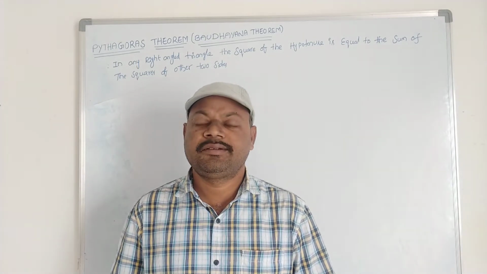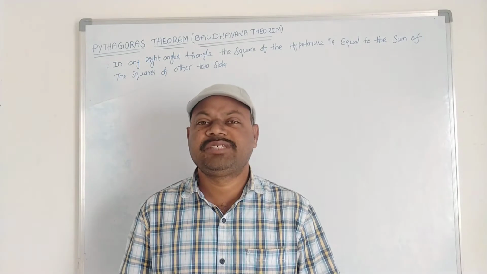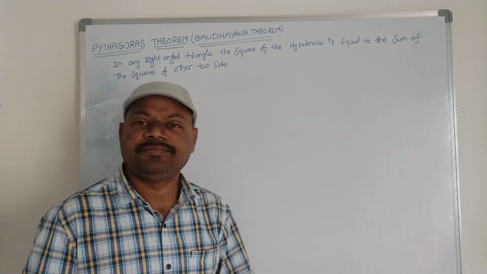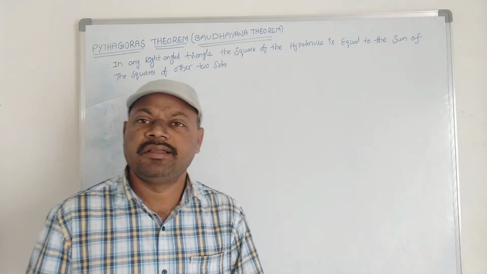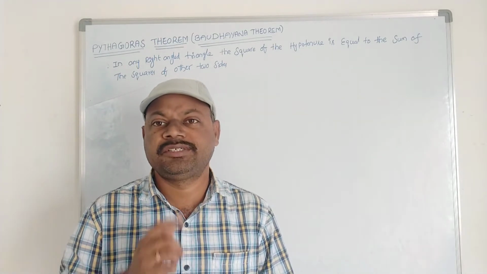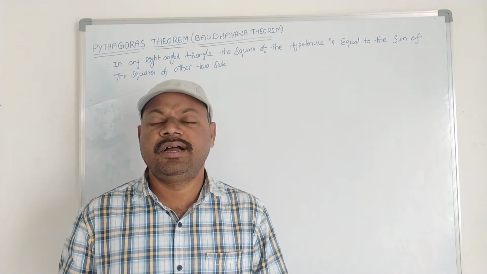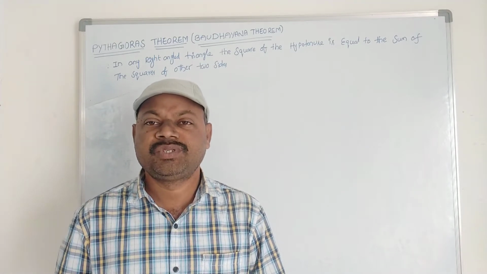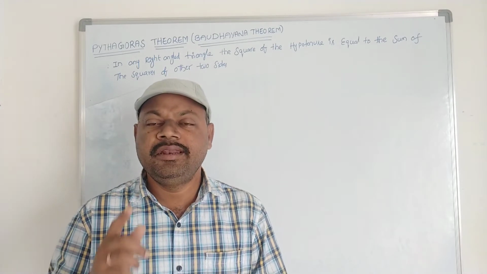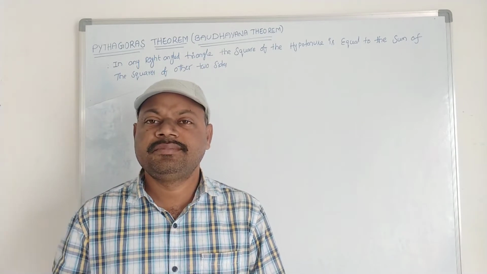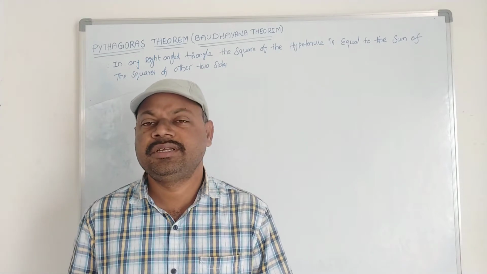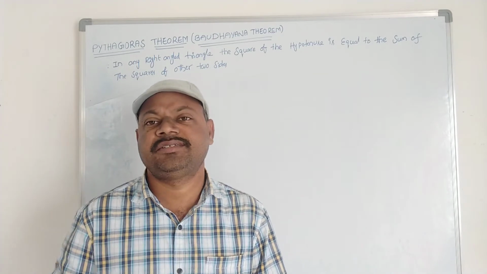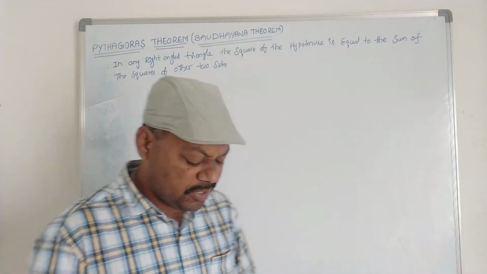So once observe here. What is the Pythagoras theorem statement? In any right angle triangle, the square of the hypotenuse is equal to the sum of the squares of the other two sides. So once again, the theorem statement: in any right angle triangle, the square of the hypotenuse is equal to the sum of the squares of the other two sides. So observe the diagram.